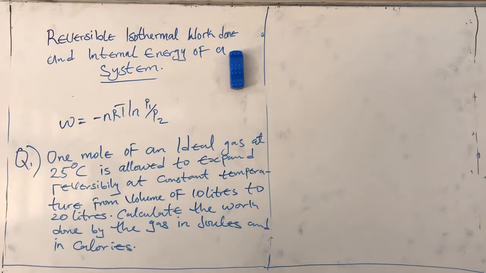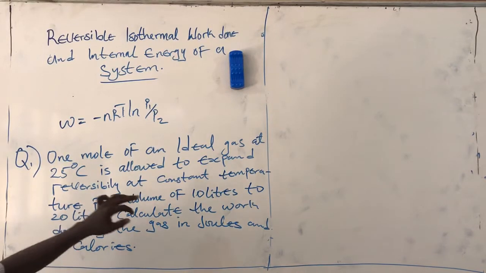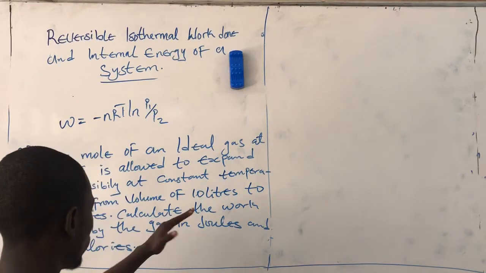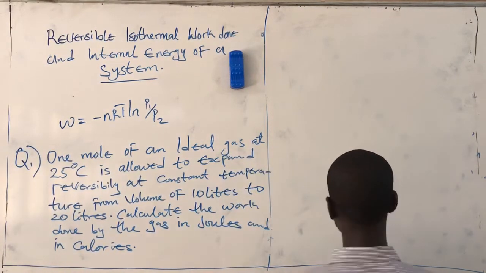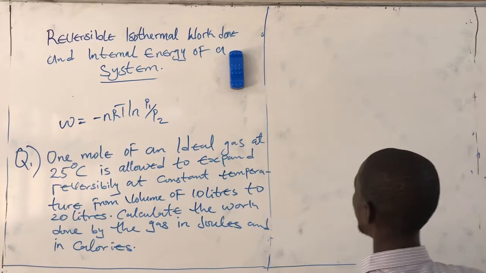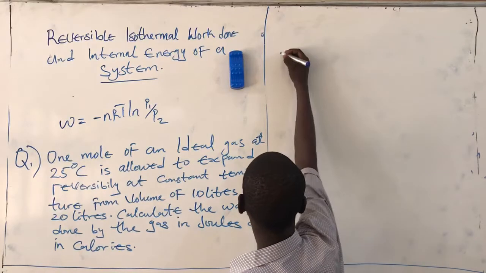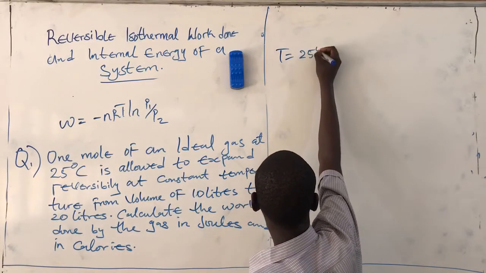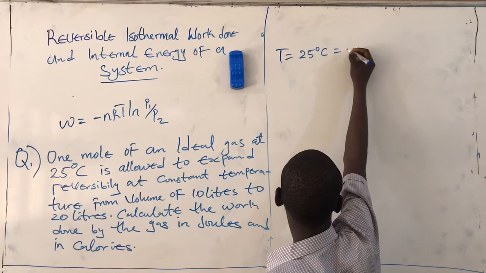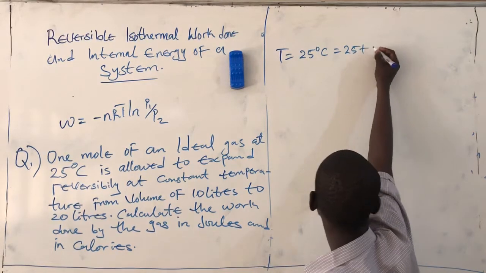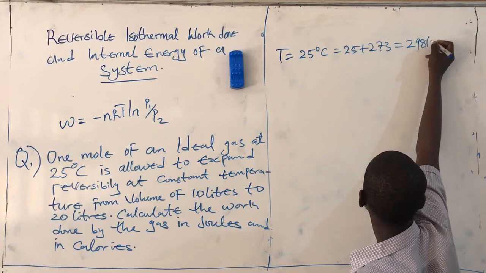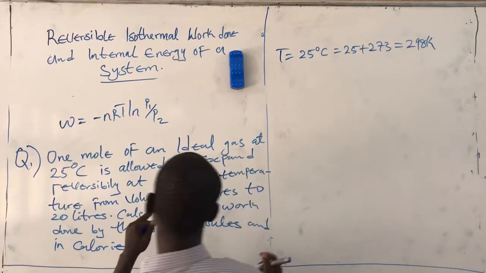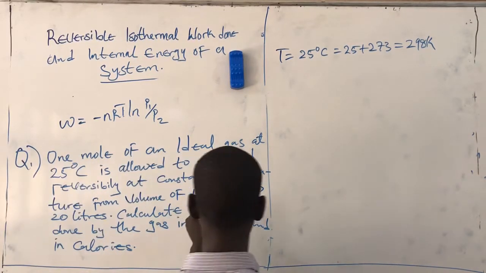One mole of an ideal gas at 25 degrees centigrade is allowed to expand reversibly at constant temperature from a volume of 10 liters to 20 liters. Calculate the work done by the gas in joules and in calories. First, before solving any question as usual, we need to write out all the parameters. First, we are given a temperature. T is equal to 25 degrees centigrade, which is equal to 25 plus 273, which is equal to 298 Kelvin.